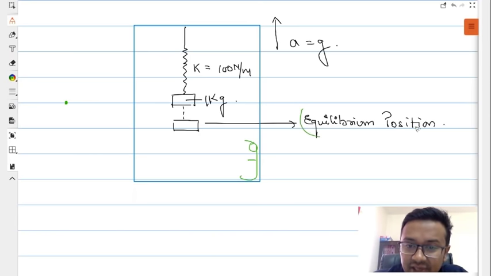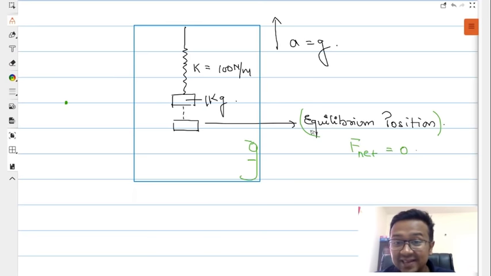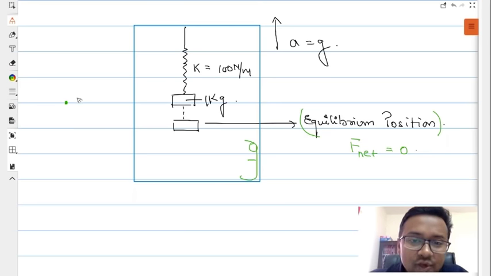At the equilibrium position means F net is equal to 0. The block has not come to rest at the equilibrium position. Remember that. It is only that F net is going to be equal to 0. So if F net is 0, what are the forces, by the way, acting on it?